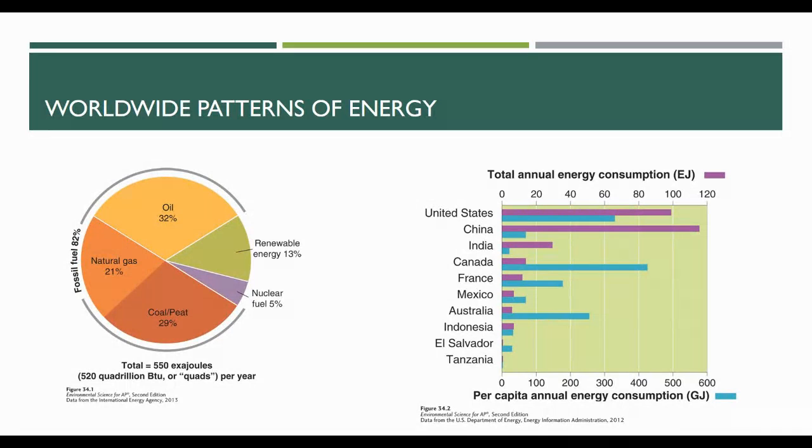These graphs show worldwide patterns of energy. So worldwide, you can see that most of our energy is coming from oil, followed by coal, natural gas, renewable energy, and nuclear. You can also see the comparison of a country's total annual energy consumption and their per capita energy consumption. So I think it's interesting to look at a place like China where their total annual energy consumption is the highest, but their per capita is one of the lower ones as well. And I know these graphs may be a little outdated, but I still think it's worthwhile to look at those trends because they haven't changed a whole lot. I also think it's interesting that Canada has the highest per capita annual energy consumption, but does have one of the lower total energy consumption values.